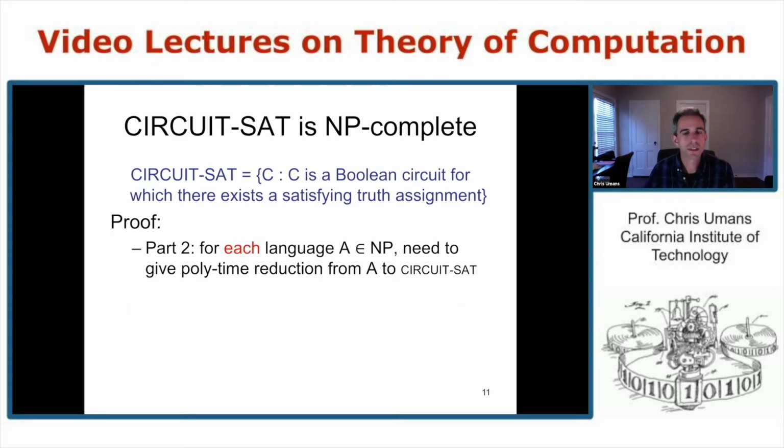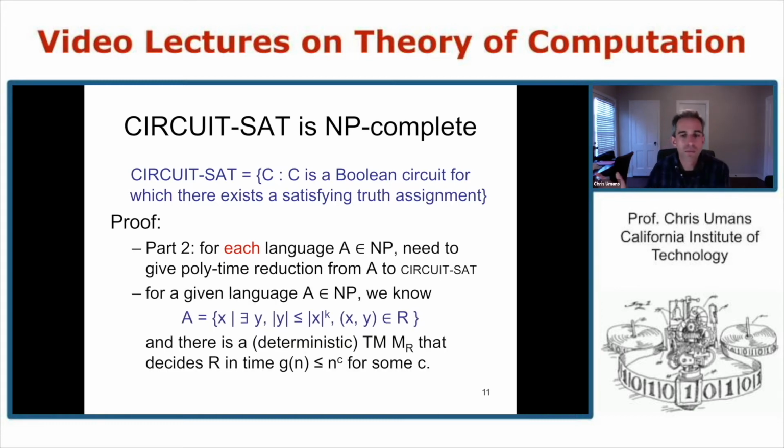So again, there's the definition of the problem, the language. And now we need to do this reduction. So for each language in NP, we need to give a polynomial time reduction from that language to circuit SAT. This is a generic reduction in the sense that we're taking an arbitrary language in NP and carrying out this reduction. And one of the things that guides you when you have a generic reduction like that is that you don't really know much of anything. So what do we know about A? Not much, except that it is a language in NP.